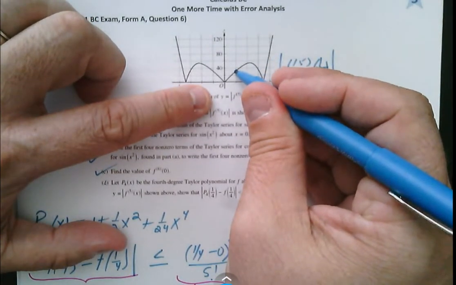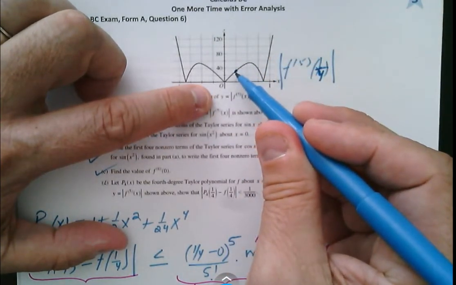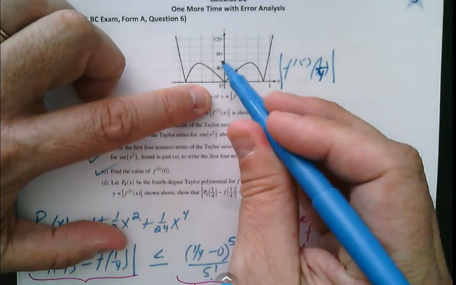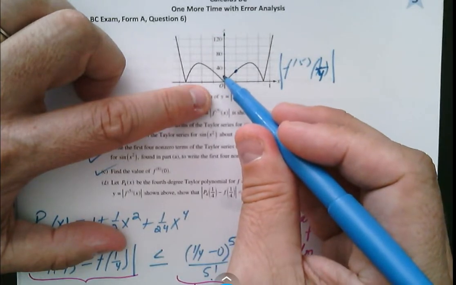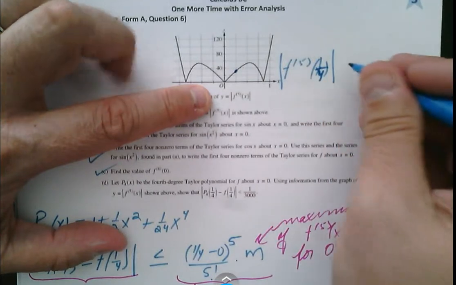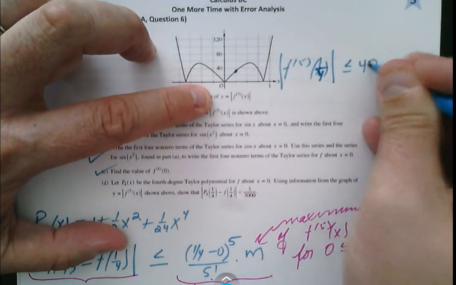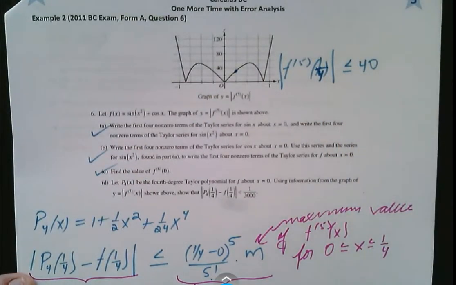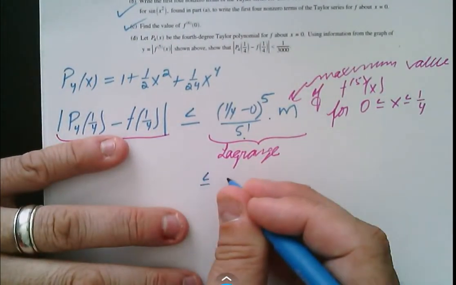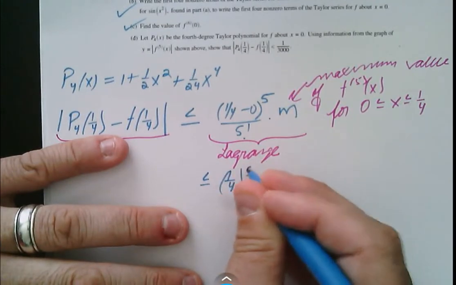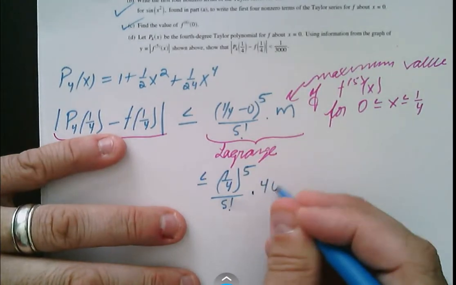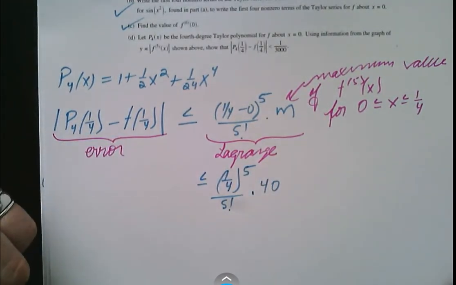At 1/4, I can't tell you exactly what that is, but I do know that my scale is 20s on the y-axis, I'm greater than 20 but less than 40, so this must be less than or equal to 40. So that means my error is less than or equal to 1/4 to the fifth power divided by 5 factorial times 40.